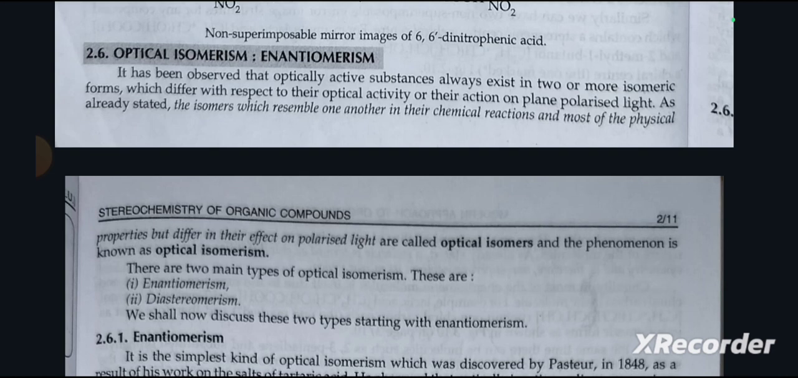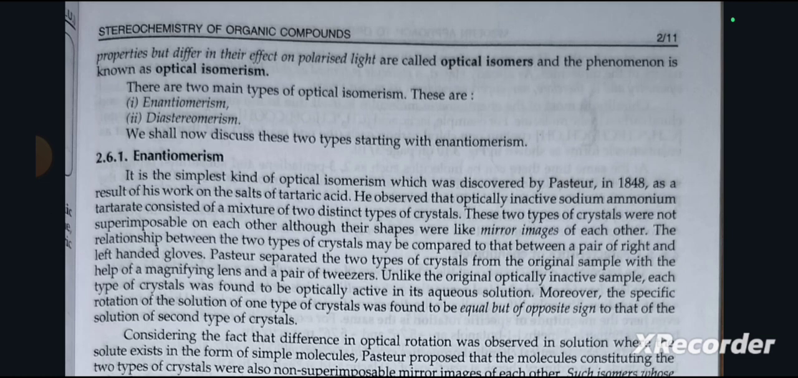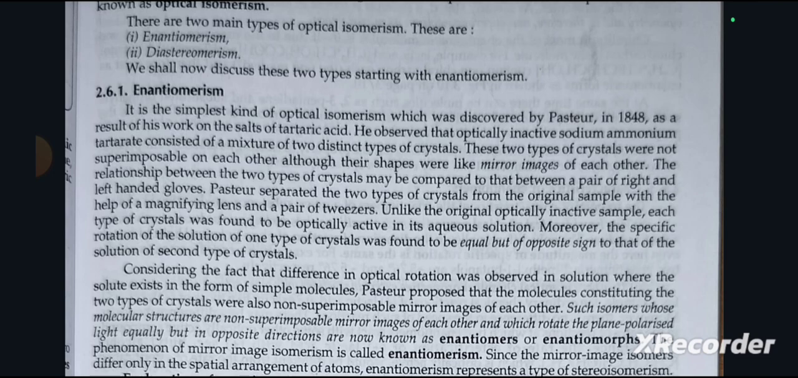2.6 Optical isomerism and enantiomerism. It has been observed that optically active substances always exist in two or more isomeric forms which differ with respect to their optical activity, or their action on plane polarized light, as already stated. The isomers which resemble one another in their chemical reactions and most of the physical properties but differ in their effect on polarized light are called optical isomers, and the phenomenon is known as optical isomerism. There are two main types of optical isomerism: first, enantiomerism, second, diastereomerism. We shall now discuss these two types, starting with enantiomerism.